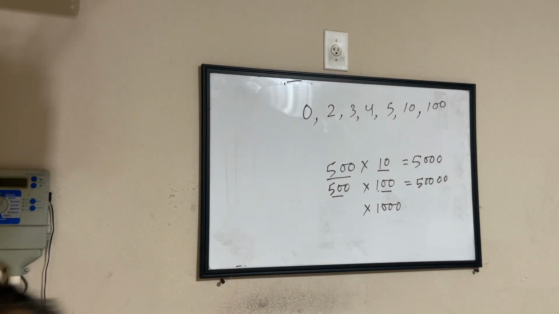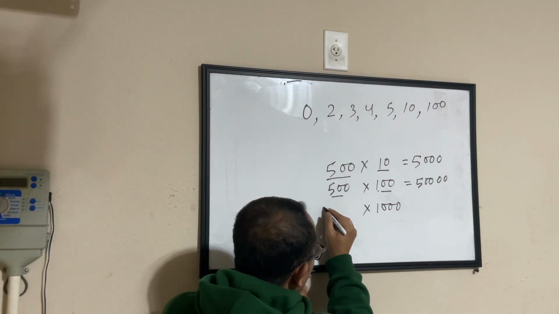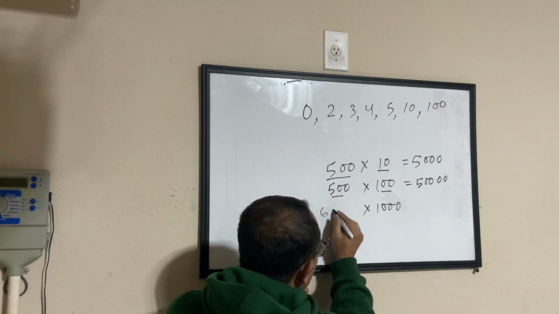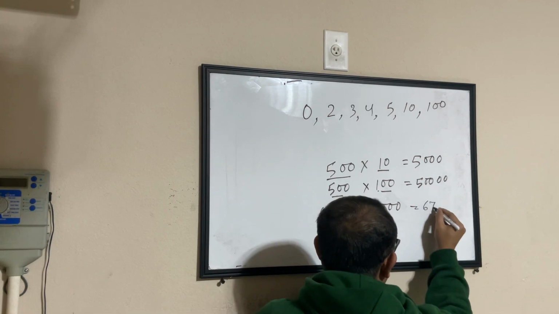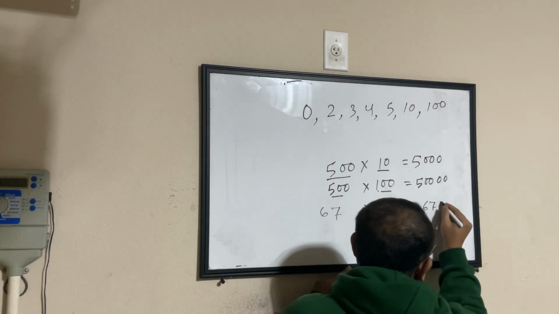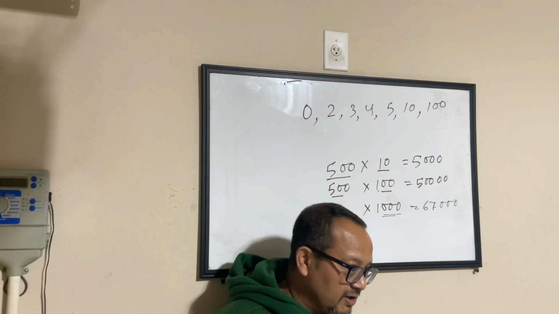So let's say I'm talking about multiplying 67 with 1000. So I'm talking about putting 67 and then whatever zeros I have, I will add them here. Done.